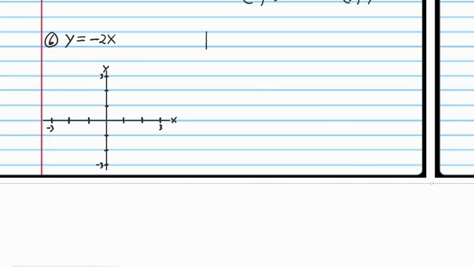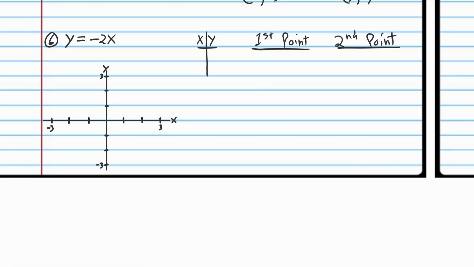All right, we're back. Y is isolated, so that means it's better to choose an x value. I'm going to choose 0 for x. And y must be equal to negative 2 times 0. And we're using parentheses for multiplication like we learned in a previous class. So anything times 0 is 0. So the point is 0, 0. Right there.